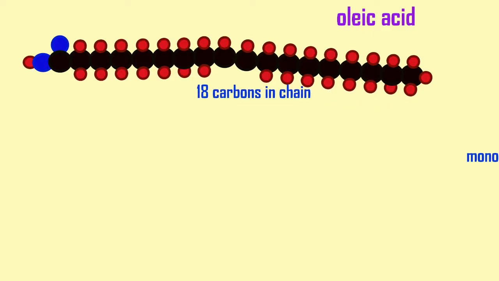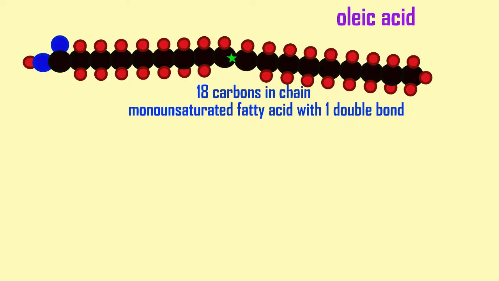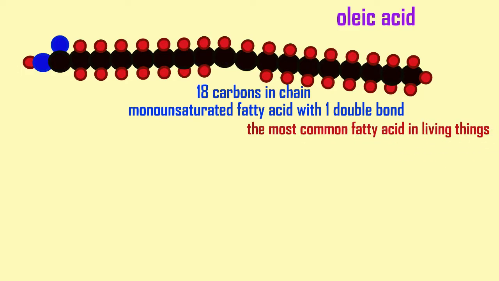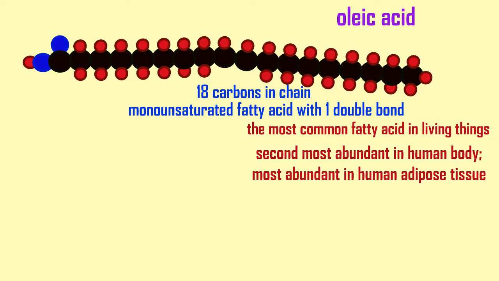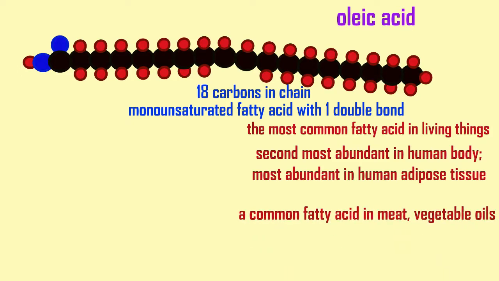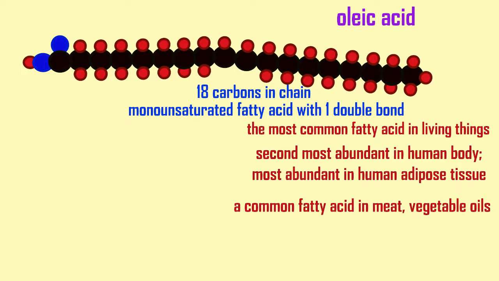Oleic acid is 18 carbons in length and has a single double bond, making it monounsaturated. In general, it is the most common fatty acid found in living things, ranging from microbes to plants and animals, including humans. And in humans, it is the second most abundant fatty acid in the human body overall, and the most abundant fatty acid found in adipose tissue.